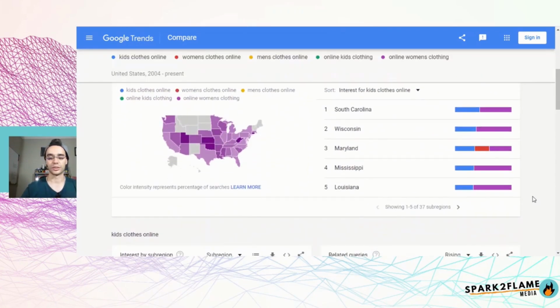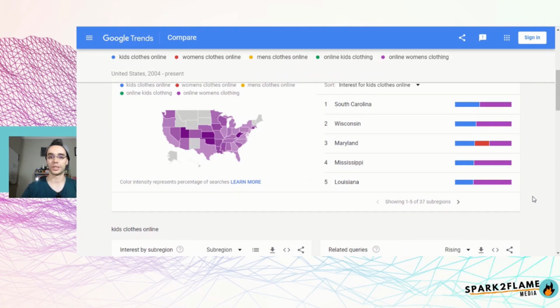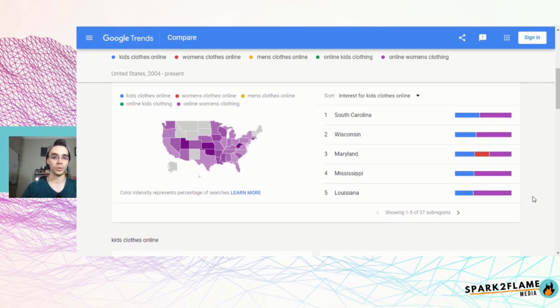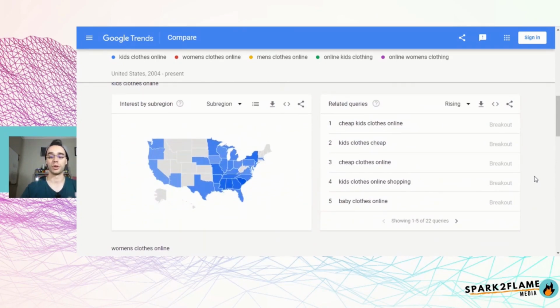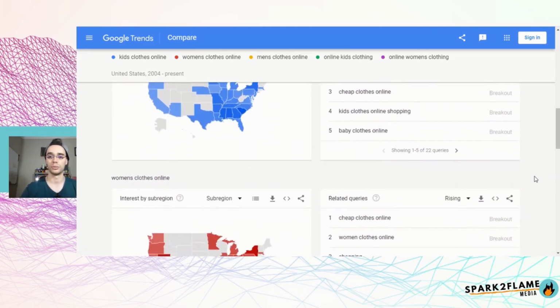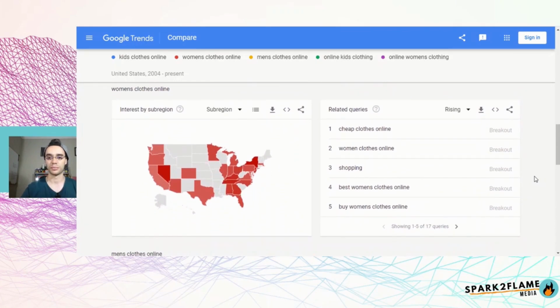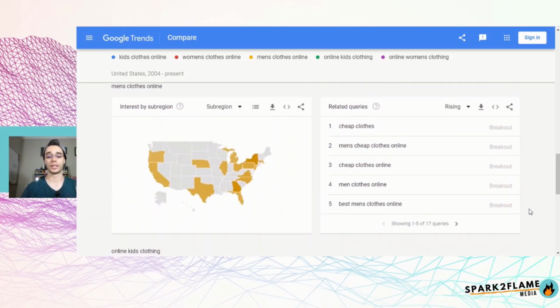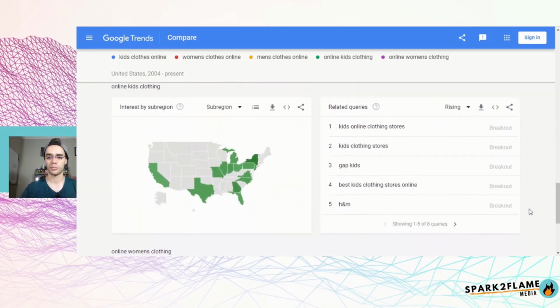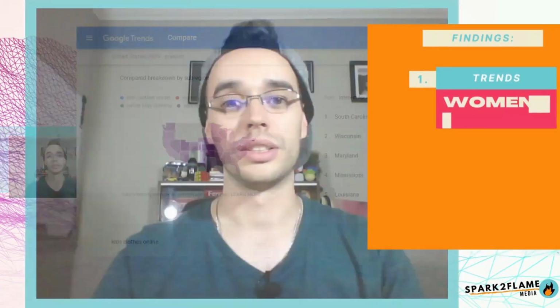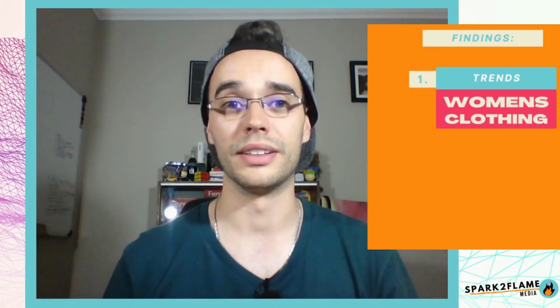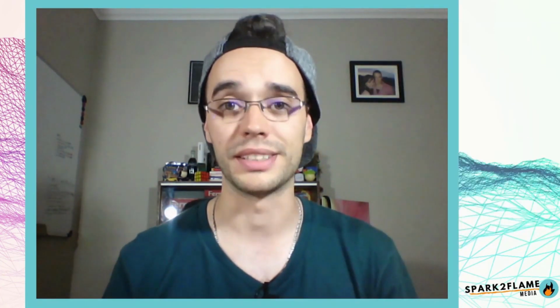And you can again just scroll through here and see which states are searching for which search terms. And you can see that the search term online women's clothing is just dominating the searches, right? Even things like best women's clothes online tell me that women are looking to buy good clothing online, right? So this is something that many people forget. They don't go and do this really, really basic homework.